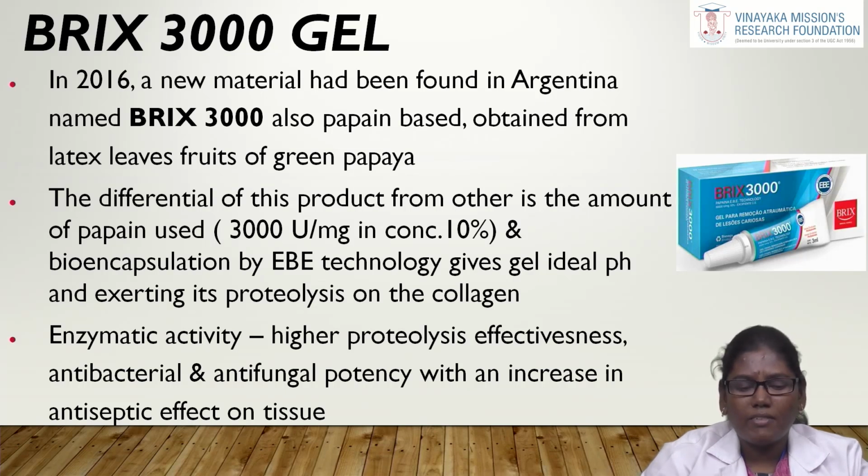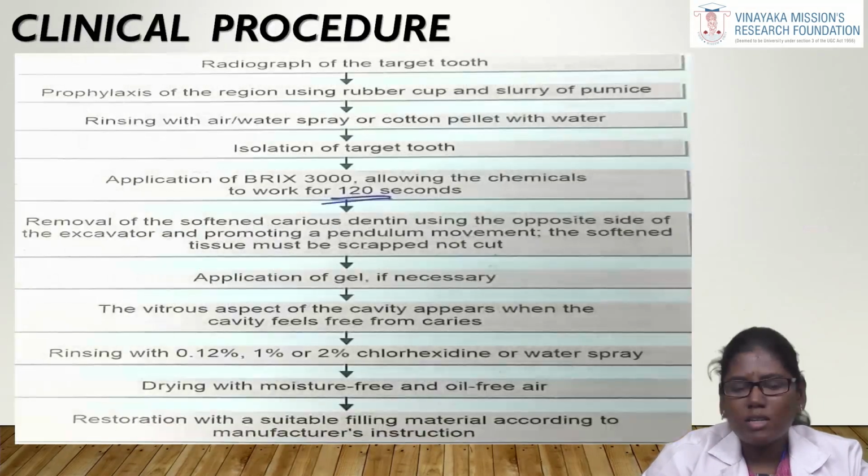Because of its enzymatic activity, it has higher proteolytic effectiveness and also has antibacterial and antifungal properties with an increase in antiseptic effect on the tissues. Moving on to the clinical procedure of Brix 3000 gel, as seen before, an initial radiograph should be taken to rule out that the dentin carious lesion is restricted to the dentinal surface, followed by prophylaxis of the particular area and followed by rinsing of the area.